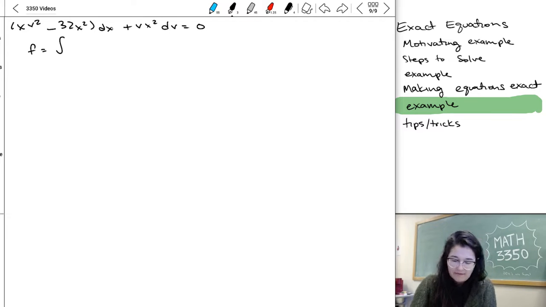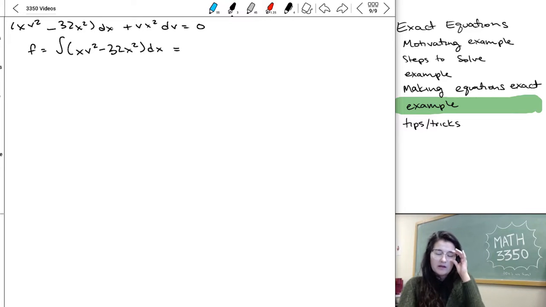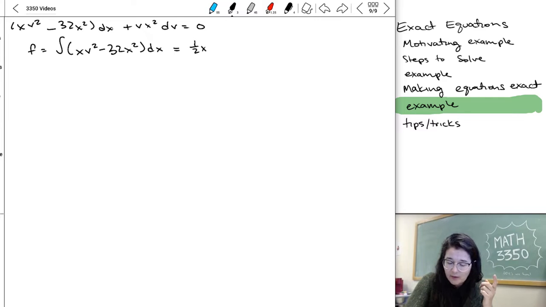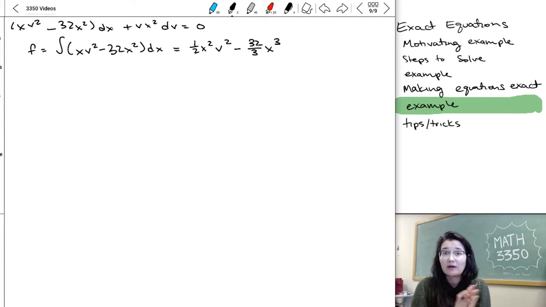We think that f is going to be the integral of the M term, so that's xv squared minus 32x squared with respect to x. So we treat v like a constant. Integrating x gives us 1/2 x squared times v squared. And then 32 over 3 isn't anything special, so we're just going to have 32 over 3 x cubed when we integrate that x squared term.